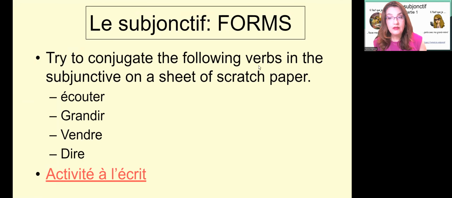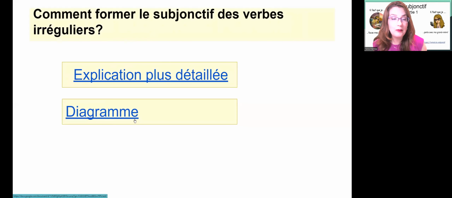Now, together we'll do this activity to conjugate the following verbs in the subjunctive form: écouter, grandir, vendre, et dire. So we have to look for the plural form of écouter in the present tense. Ils écoutent, and we drop the ent. Grandir, ils grandissent, and then we drop the ent and we add the ending.